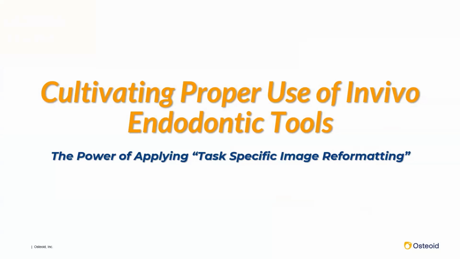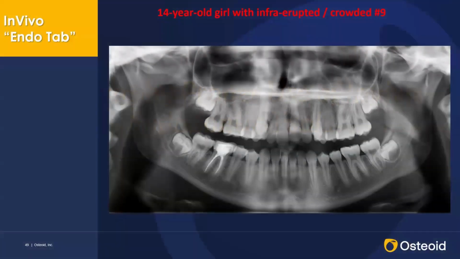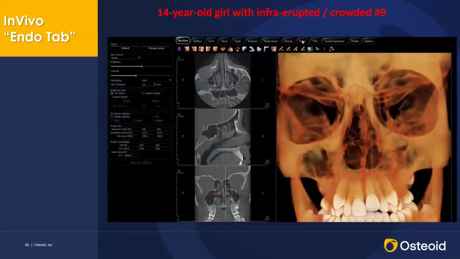So for the remainder of this presentation, I'd like to demonstrate to you a number of cases using this tool. But first of all, we need to go through the tool, and what better way than to look at a patient image. Here's a 14-year-old girl with an infra-erupted and crowded number 9. She also has labial impactions of the canine, but the major concern, at least based on the panoramic, is that this tooth number 9 did not come into occlusion. So we took a cone beam CT scan, and we're going to apply the endo tab.